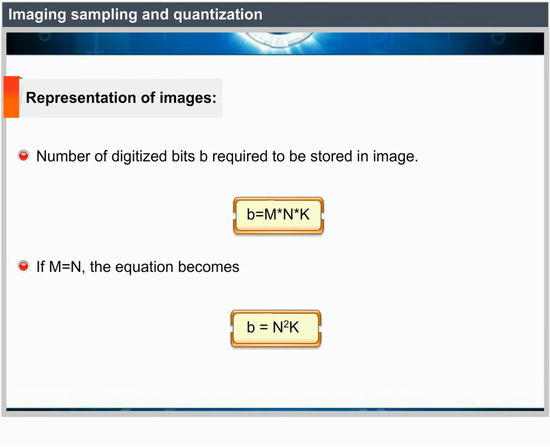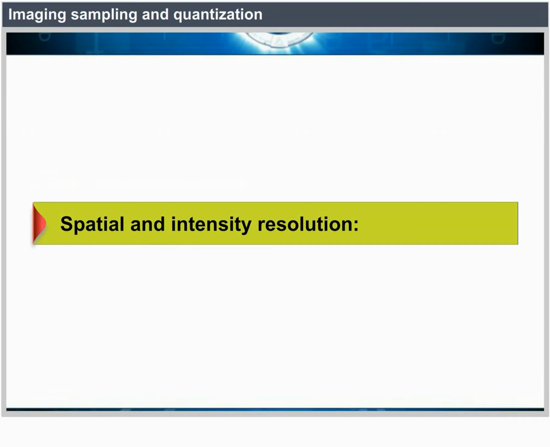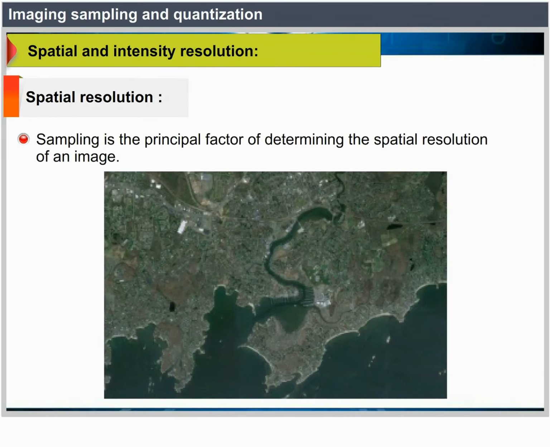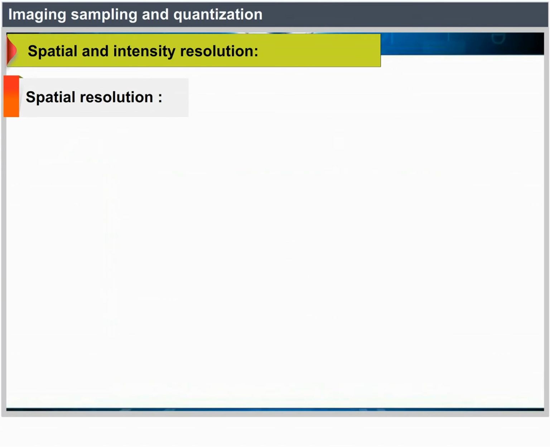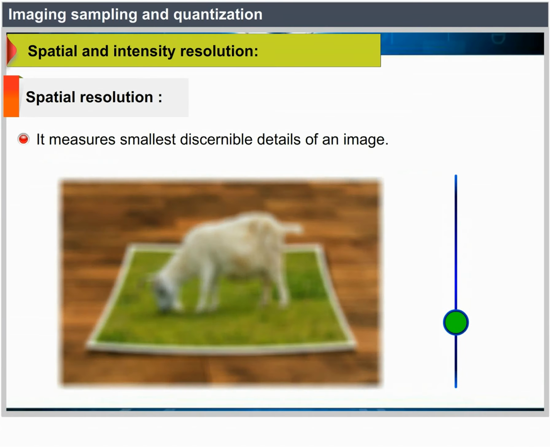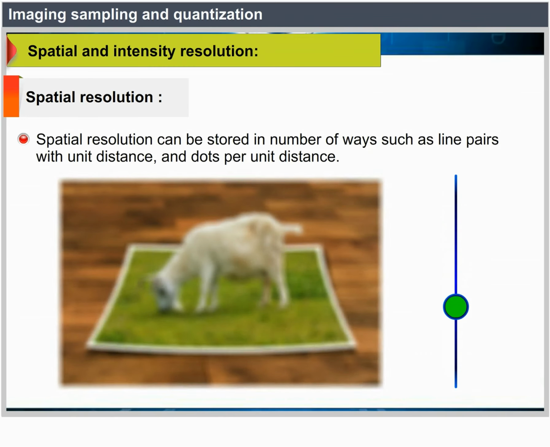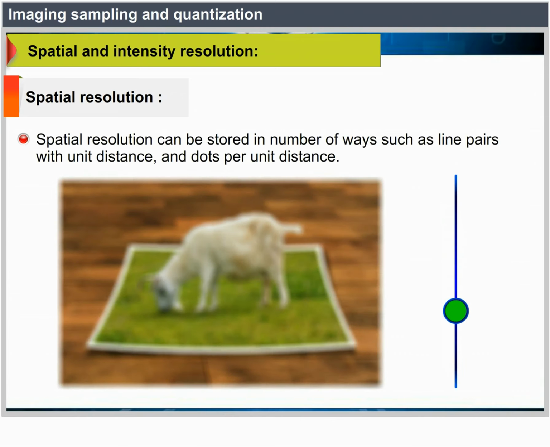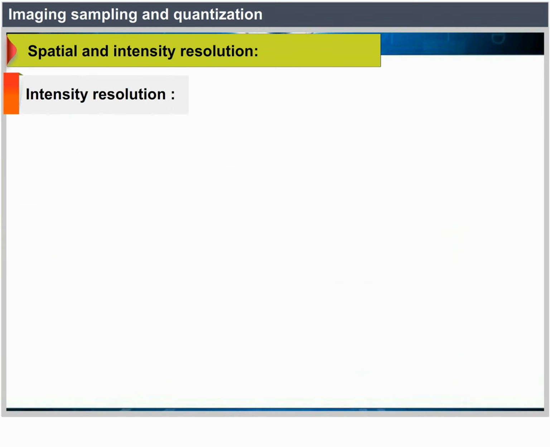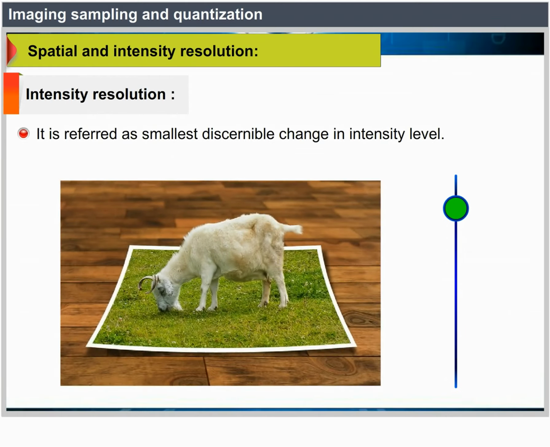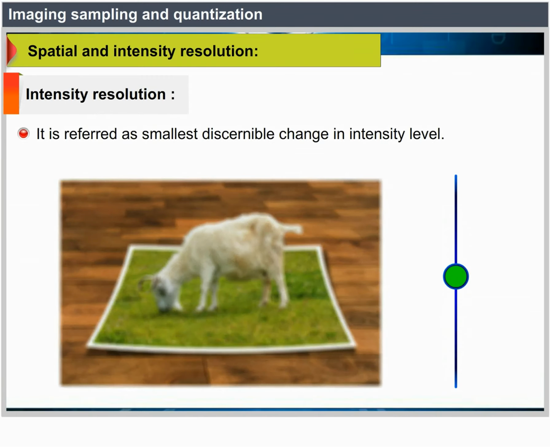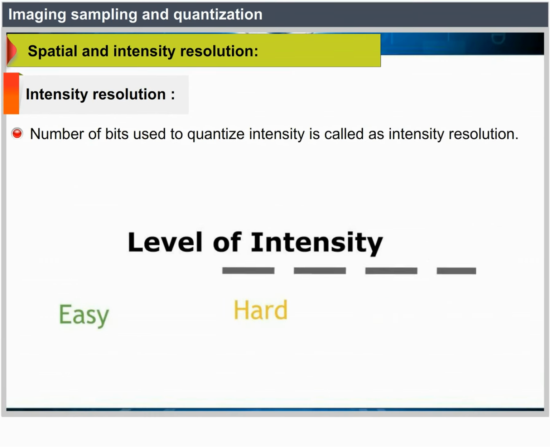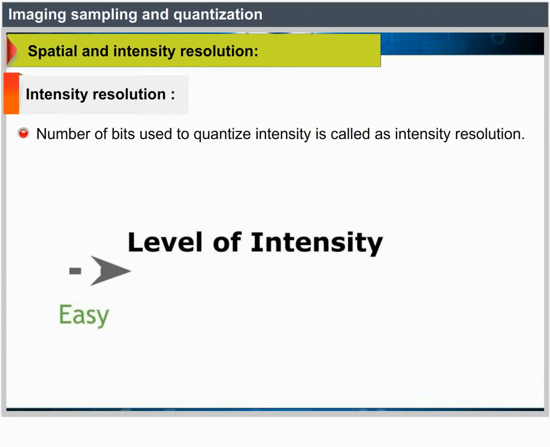Spatial and intensity resolution. Spatial resolution: sampling is the principal factor determining the spatial resolution of an image. It measures the smallest discernible detail in an image. Spatial resolution can be stated in a number of ways, such as line pairs per unit distance and dots per unit distance. Intensity resolution: it is the smallest discernible change in intensity level. Intensity levels usually are an integer power of 2. The number of bits used to quantize intensity is called intensity resolution.